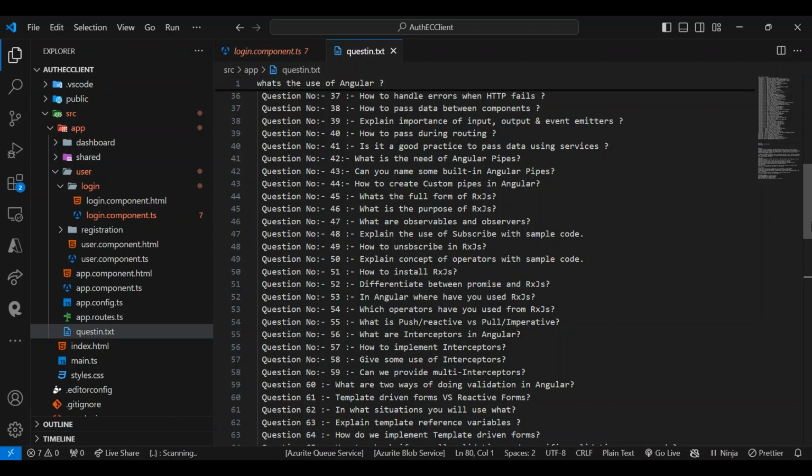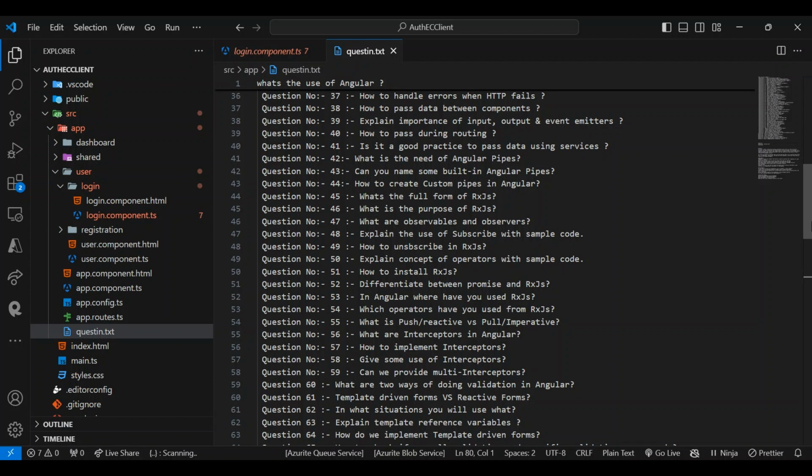Then next question we have: is it good practice to pass the data using the services? What are the advantages of services? We have other ways to share the data, so why are we going with the services? What is the importance? What is the good practice? What is the way to go with the services?